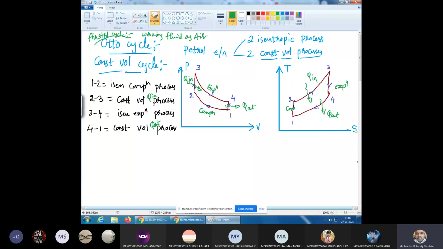Tell me, sir, for two-stroke, it is the same? For two-stroke, it is different. Okay, it's not required now. I'll tell you whenever it is required. If anyone is really interested, I'll explain what is two-stroke, what is four-stroke, but as of now, it is not required for us. If anyone is really interested, at the end of the class, I'll explain.